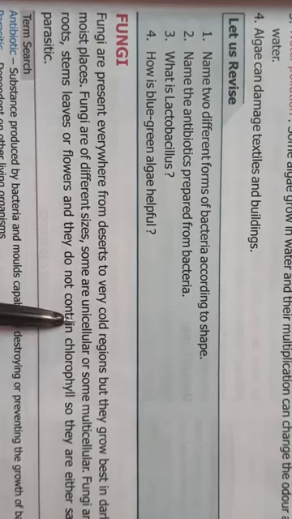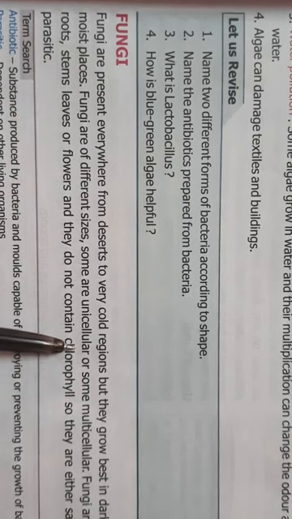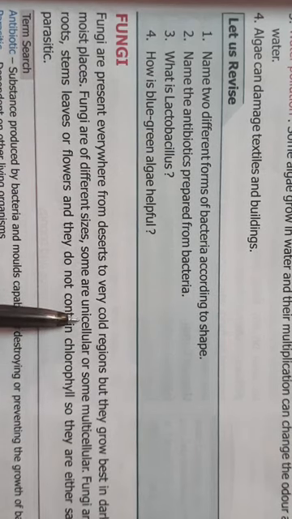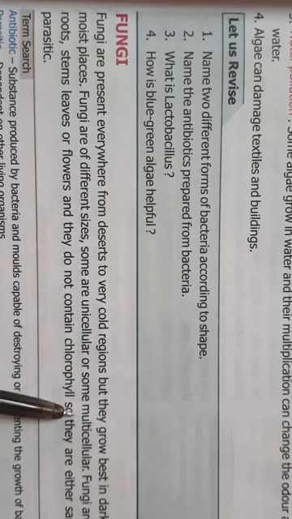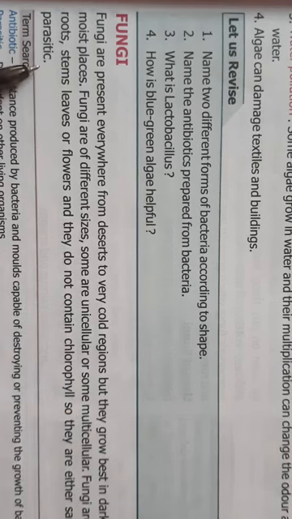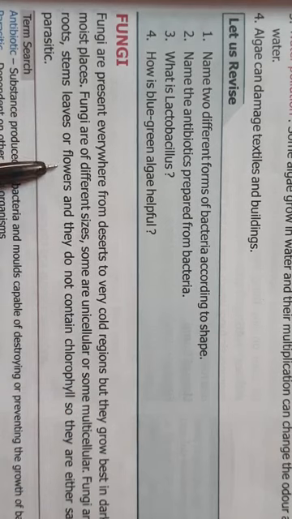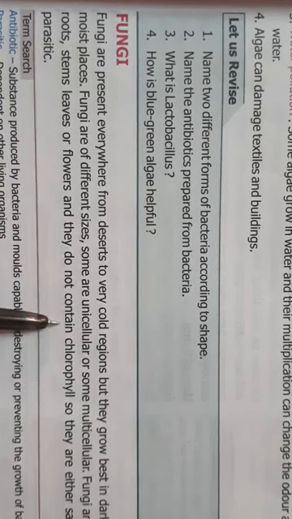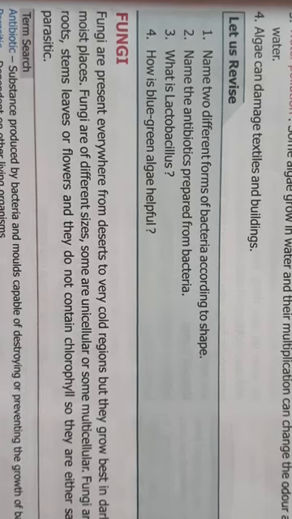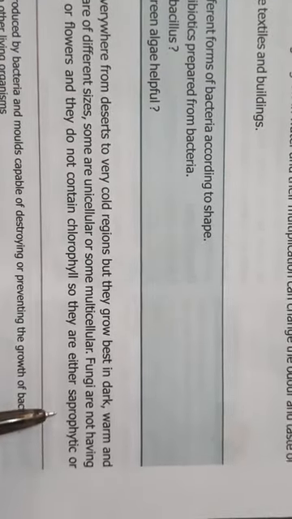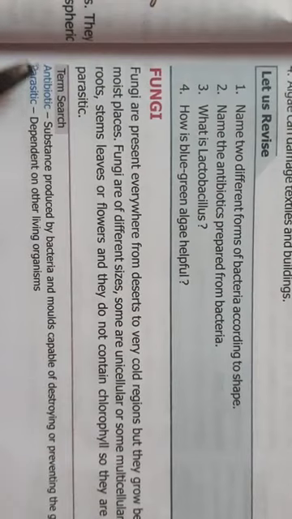Fungi can be unicellular or multicellular. Unicellular means consisting of one cell and multicellular means consisting of many cells. Fungi do not have roots, stems, leaves or flowers, and they also do not contain chlorophyll. So either they are saprophytic or they are parasitic.